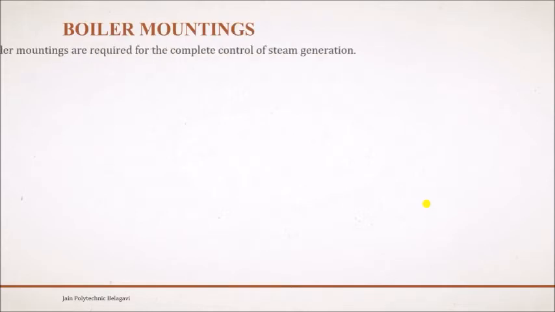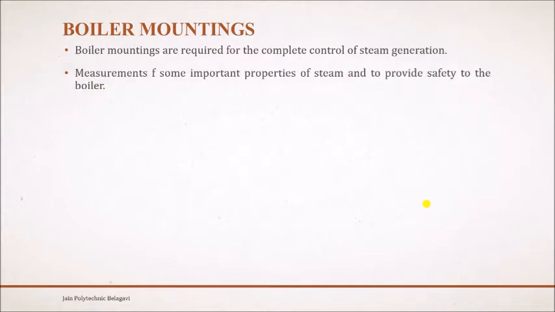Let's go through next: what do we mean by boiler mountings? Mountings are required for complete control of steam generation. I can say these mountings are nothing but the parts which help in operating these boilers efficiently, in measuring some important properties of steam, and in providing safety to the boiler.